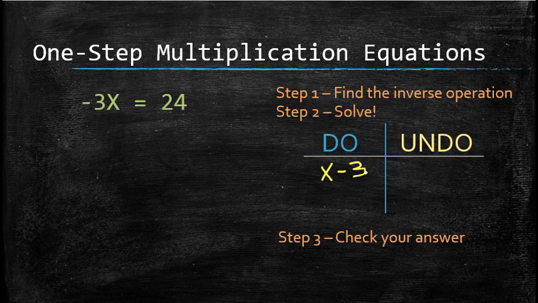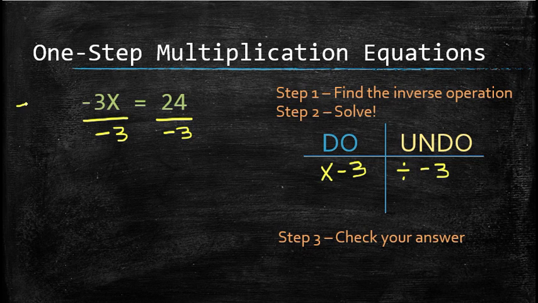The inverse operation of multiplication is division. So we're going to put division there. Divided by, and the coefficient was negative 3. So we know that we have to divide both sides by negative 3. What you do on one side, you have to do on the other in order to keep the balance of the equation.